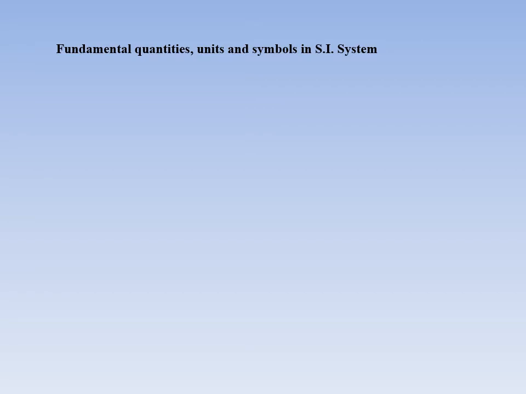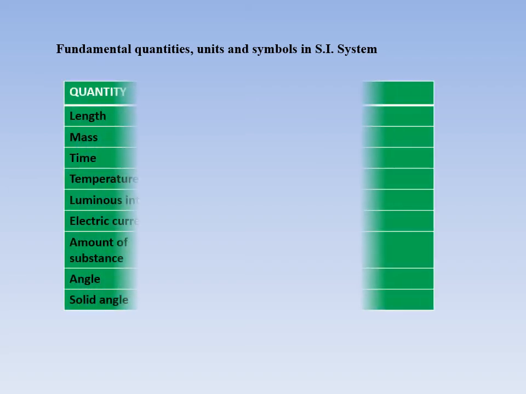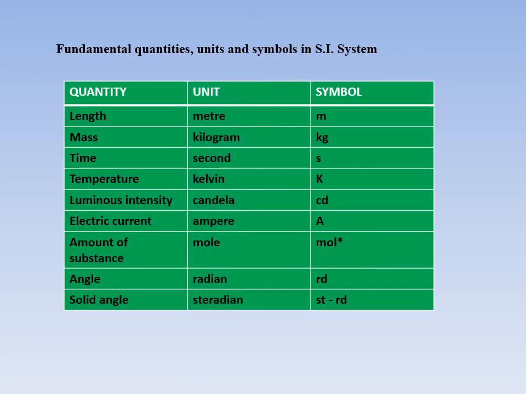Fundamental quantities, units and symbols in the SI system. Let's go through a detailed table of quantity, units and their symbols. Length, meter, m. Mass, kilogram, kg. Time, second, s. Temperature, Kelvin, K.